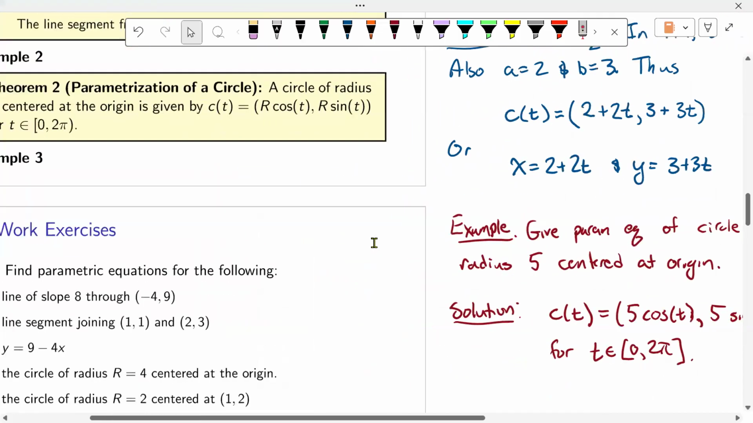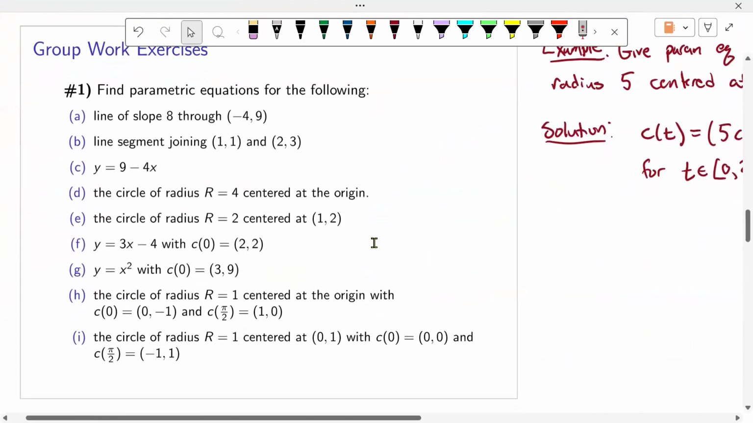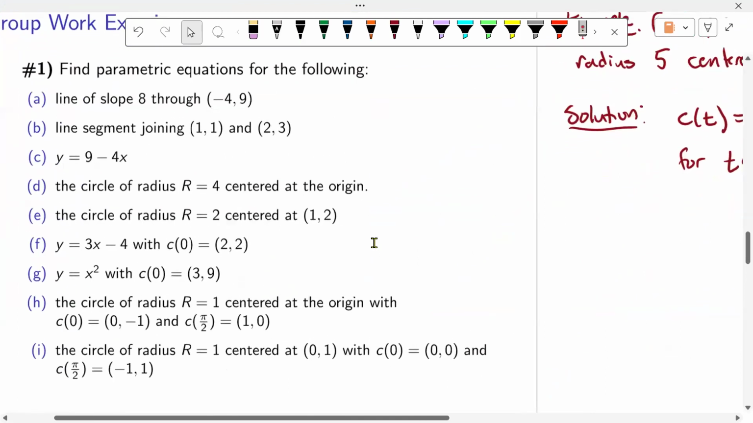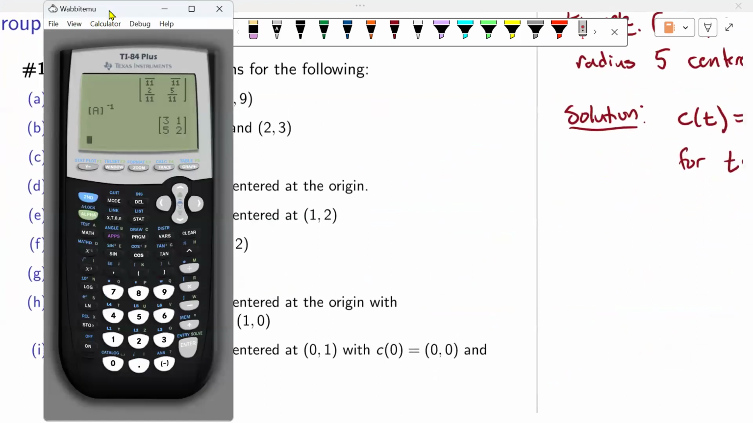I just sort of realized many of you may not have brought a laptop though. So those of you who do have laptops, feel free to jump ahead and do these. But if you don't have a laptop, you can do parametric equations on your TI calculator.